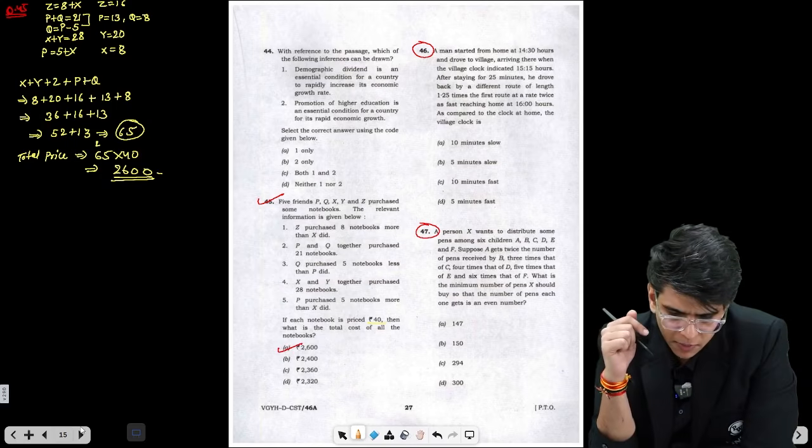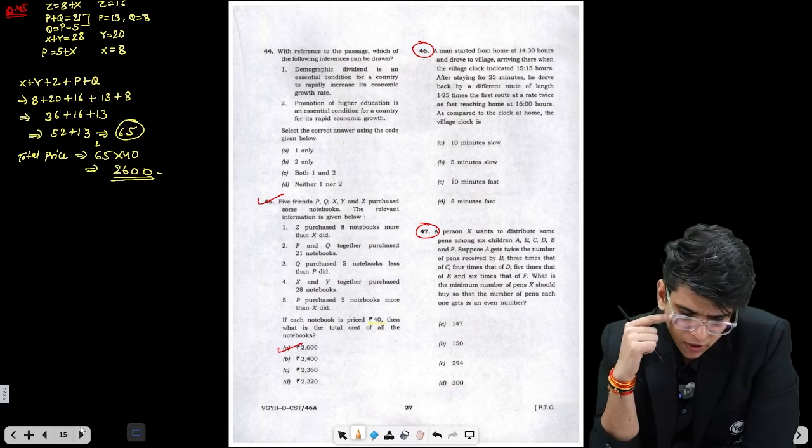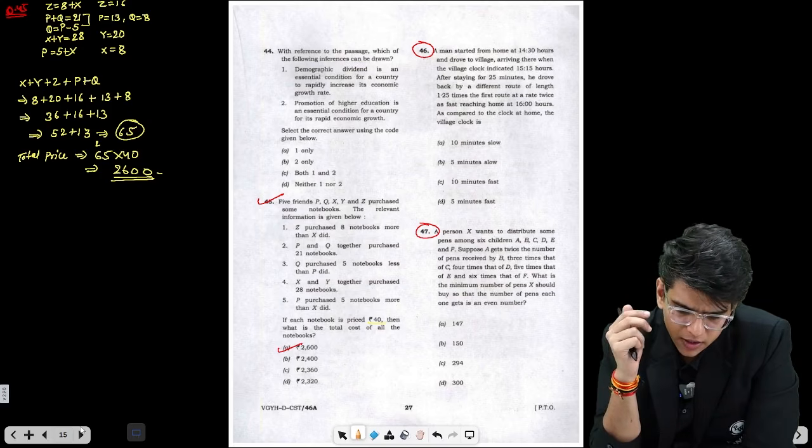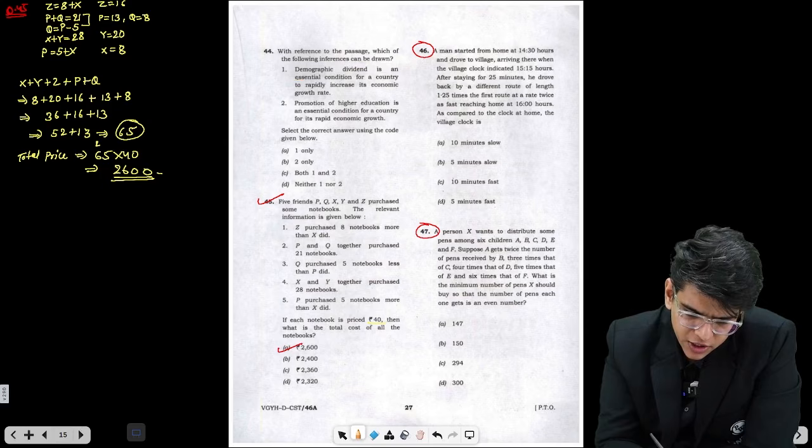With reference to the passage, which of the following inferences can be drawn? Inference is conclusion. Demographic dividend is an essential condition for a country to rapidly increase. Essential condition makes it extreme. Promotion of higher education is an essential condition for a country. Again, extreme. No extreme options.